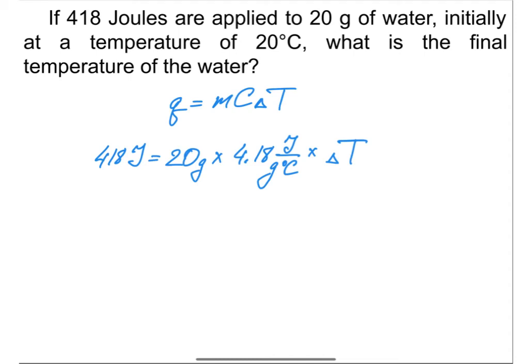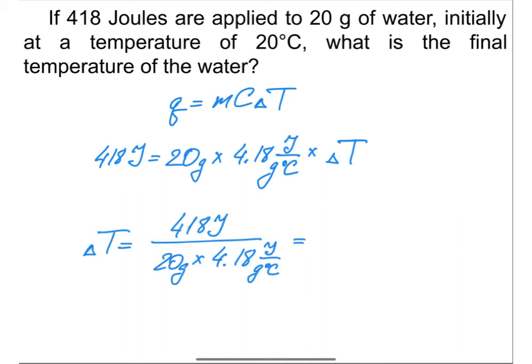Now we have to solve this equation for delta T to find out the change in temperature that has been achieved. The change in temperature is equal to 5 degrees Celsius. The temperature went up 5 degrees, so we started with 20, increased 5 degrees Celsius, and we end up with the final temperature being equal to 25 degrees Celsius.